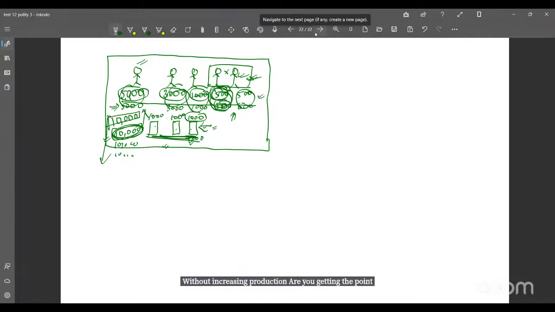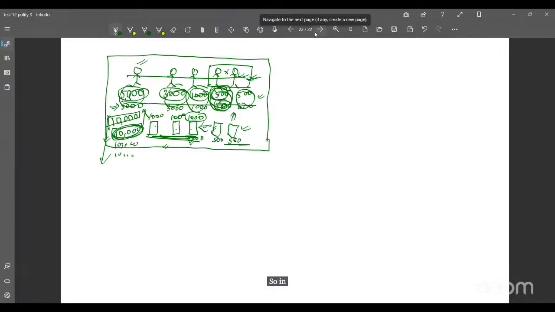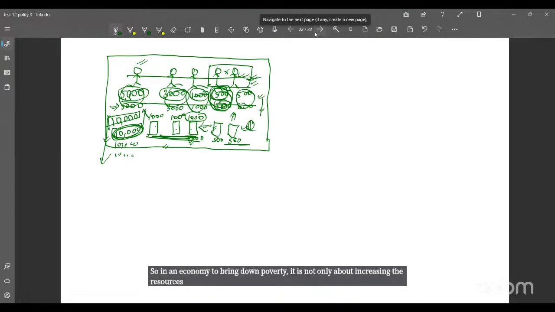இப்போ நான் பணத்தை பிரிண்ட் பண்ணாம if I produce 2 more mobile, in this case what would happen na automatically the prices of the mobile will come down and everybody would be able to afford it. In this case everybody will have the access over the resources. So in an economy, to bring down poverty, it is not only about increasing the resources to the people, rather also to increase the production in the economy so that the accessibility to the products would actually get increased. This is what you have to keep it in mind.